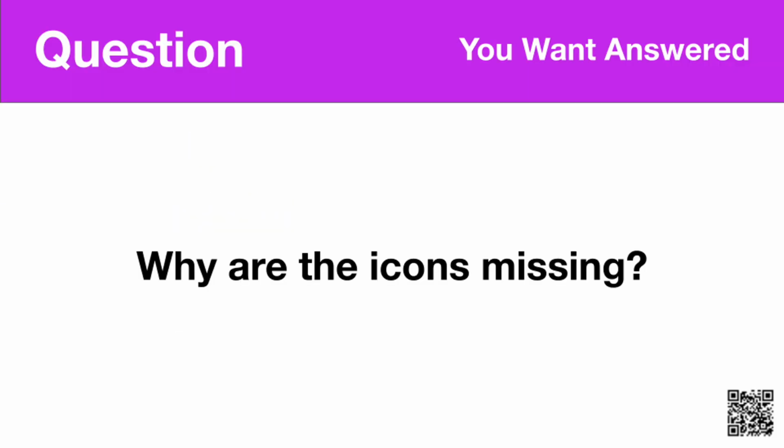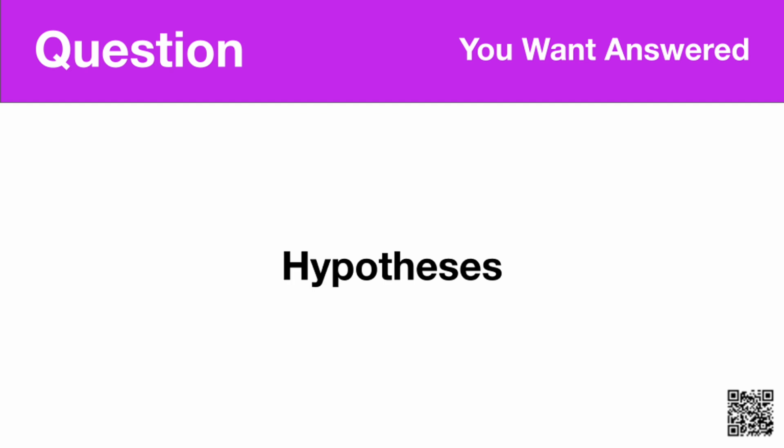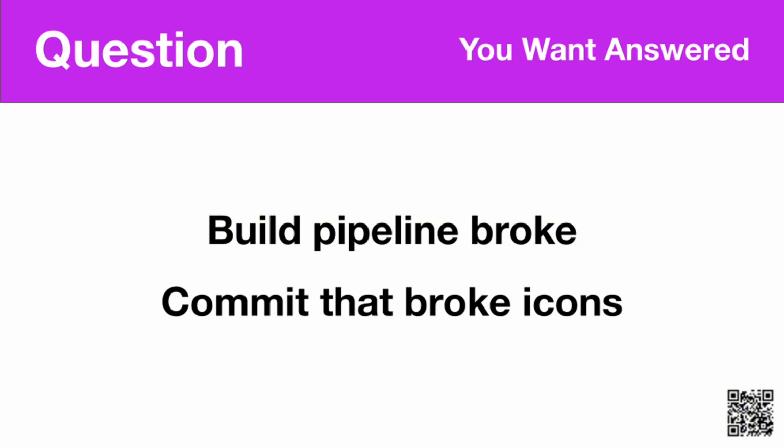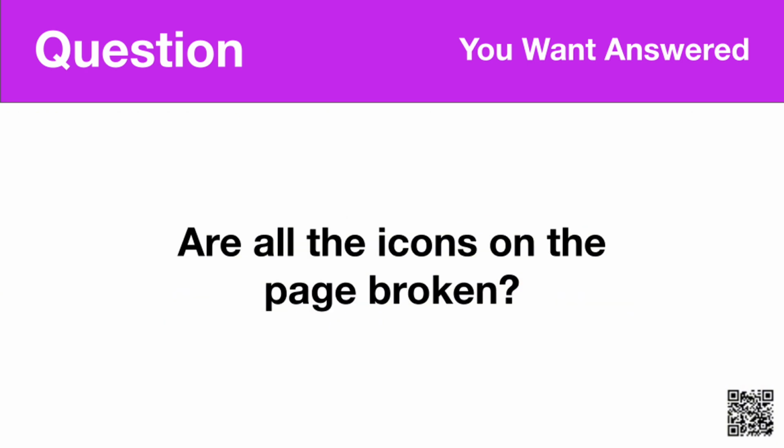Question is, why are these icons missing? We can't answer this question directly, but we can come up with a list of maybes, otherwise known as hypotheses. Maybe the build pipeline broke and all icons across the whole site are missing. Maybe somebody pushed a commit where they broke all the icons on that specific page. So, what question are we going to ask to eliminate the first possibility? Are all the icons on the page broken?